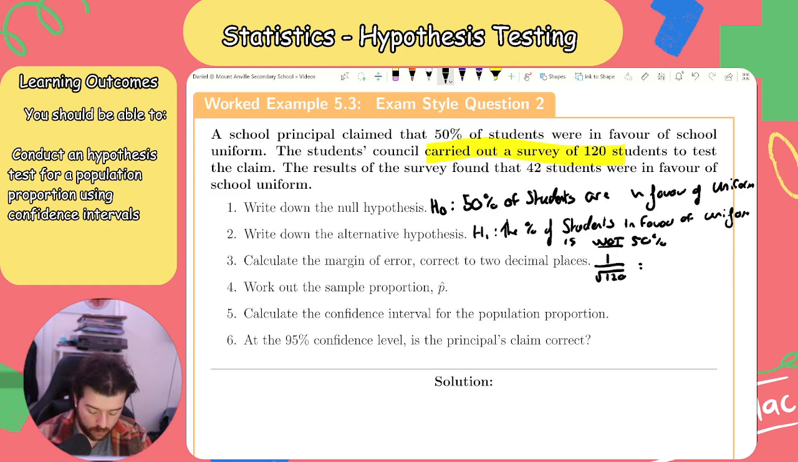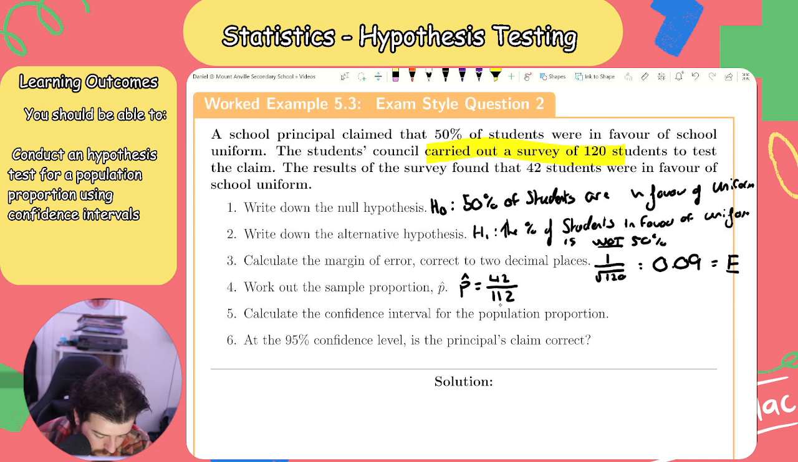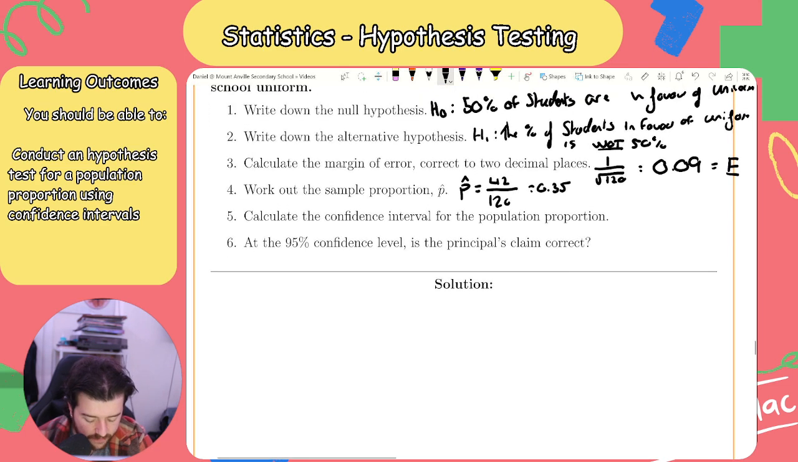So 1 over root 120. That is equal to, so it's 2 decimal places, 0.09. So that is my margin of error there. What's the sample proportion? Well, what fraction of my sample were in favour of uniform? That's 42 out of 120. That is equal to 0.35.